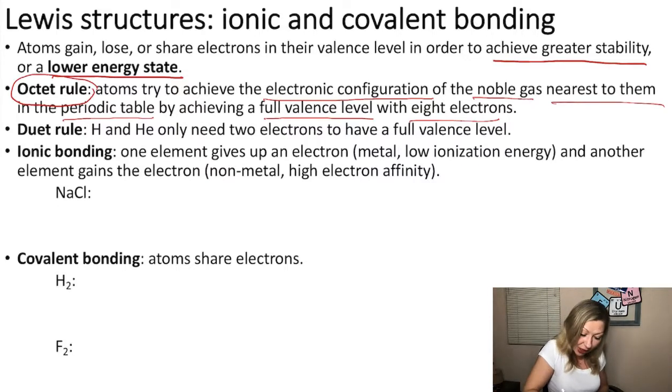Now we know that actually hydrogen and helium are in the first period, right? And it does not have any p electrons.